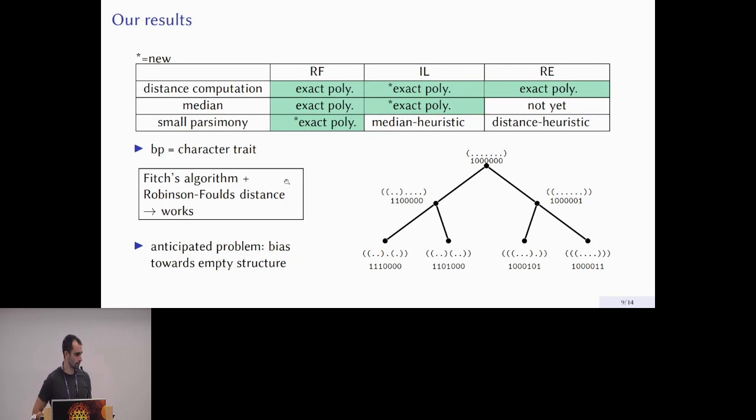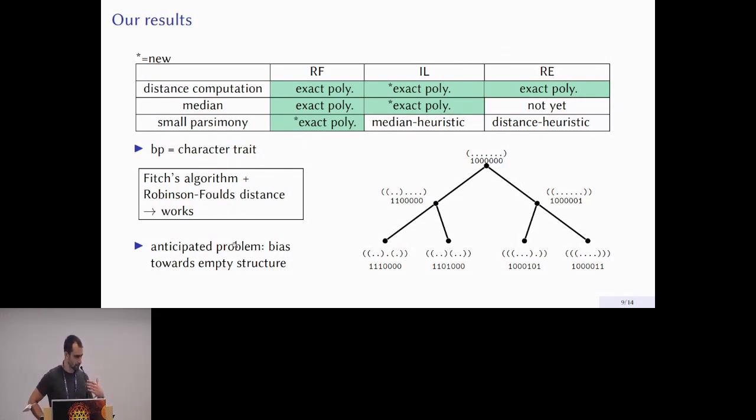The tricky part was to make sure that, within the Fitch setting, you work with vectors of character traits, so presence or absence of traits with zeros and ones. And here our character traits are base pairs. And so you need to make sure that you reconstruct at the ancestors compatible sets of traits, meaning non-crossing sets of base pairs. And we show in the article that it works.